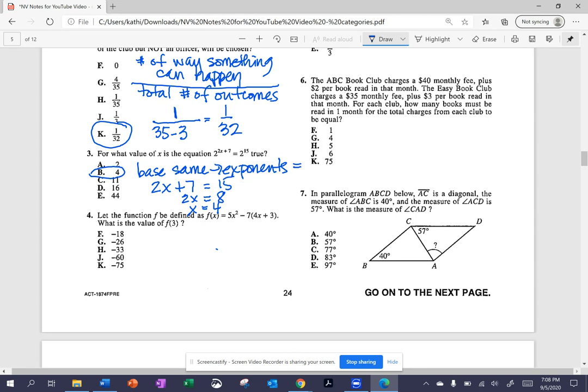Let's try number 4. Let the function f be defined f of x equals 5x squared minus 7 times the quantity 4x plus 3. What is the value of f at x equals 3? So I'm going to put this into y equals. I'm going to go look in the table at x equals 3. So I get f at 3 is negative 60. This is just a calculator problem.